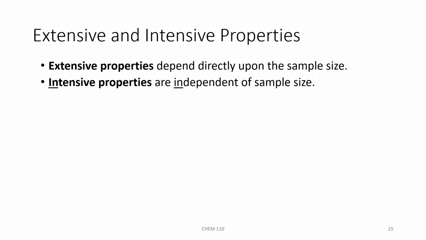The last type of way that we're going to learn to classify matter is through extensive and intensive properties. An extensive property is something that depends directly upon the sample size, or it depends directly upon the amount of matter present. An intensive property is independent of the sample size or independent of the amount of matter present. So notice intensive, independent to help you remember.